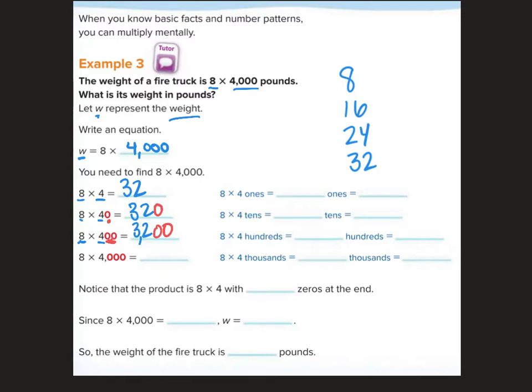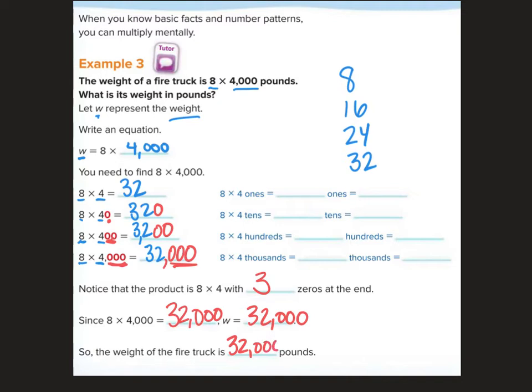Then we get 8 times 4,000. I'm just going to do 8 times 4 is 32, and 3 zeros: 32,000. Notice that the product is 8 times 4 with 3 zeros at the end. Since 8 times 4,000 equals 32,000, W is going to equal 32,000. So the weight of the fire truck is 32,000 pounds. Let's do some more.